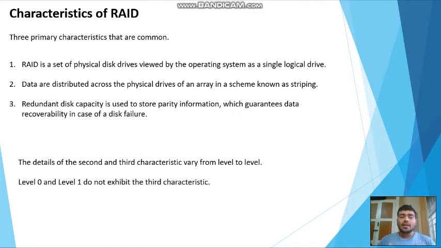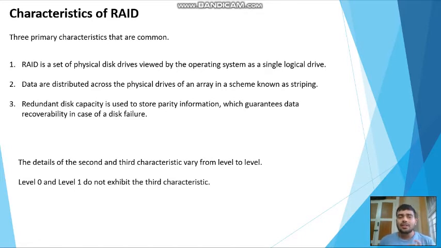Thirdly, the redundant disk capacity is used to store parity information. That means that you have a disk which does not store your data, but only stores parity information that is calculated on the basis of various codes, such as Hamming code or cyclic code such as CRC, which stores the parity information in case your data is lost. You can get it back using the parity calculations which are involved. I'll explain some of the parity calculations later in various RAID levels as and when they are pertinent.